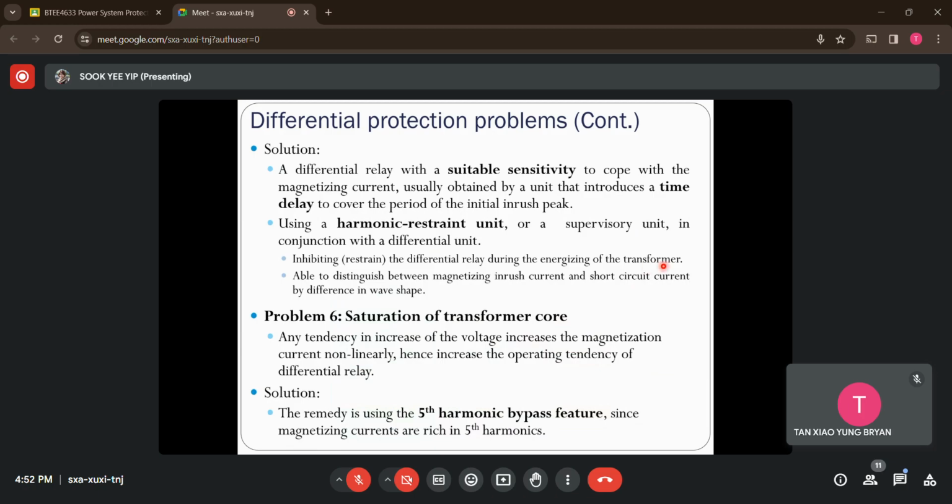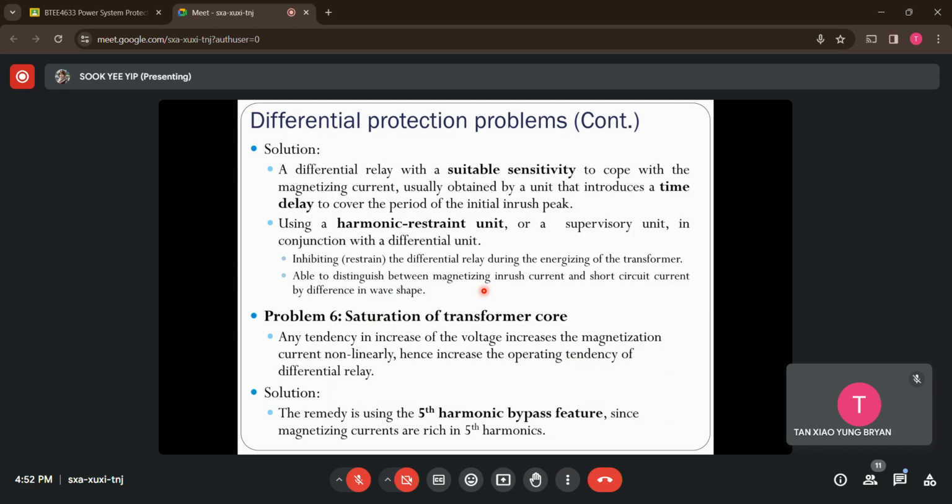This is because it is able to tell us the difference in terms of waveform shape for both inrush current as well as short circuit condition, which is a true fault situation. The waveform is actually different. So that's how we use the restraining circuit to stop this differential relay from working at the moment we turn on the transformer, where we expect to have high inrush current.